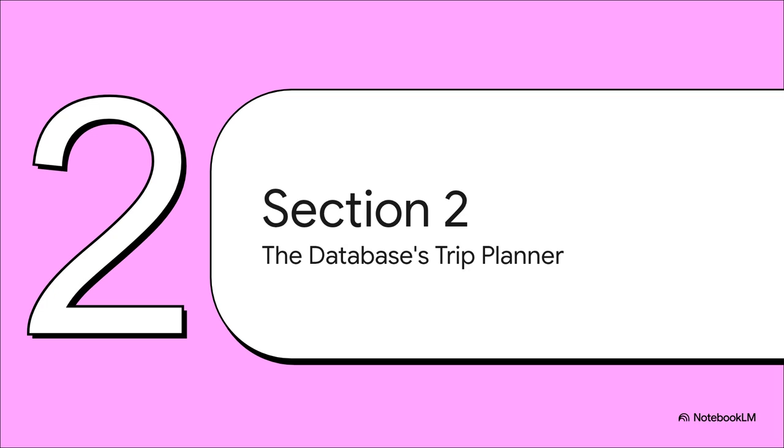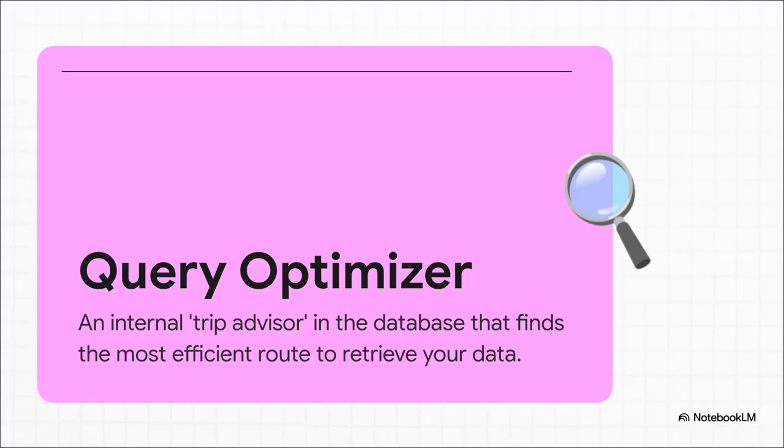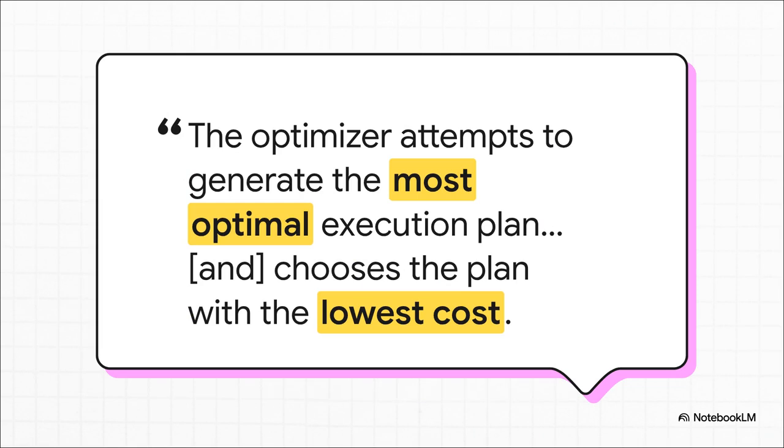Let's imagine that every database has its own built-in genius trip planner. Its one and only job is to map out the most efficient journey for your data requests. Now, in the tech world, this trip planner has a real name, the Query Optimizer. And hey, this isn't just us making up an analogy. Database experts at Oracle talk about it this way too. It's basically an internal TripAdvisor that, the second you ask for data, is already calculating the fastest, most efficient route to go get.